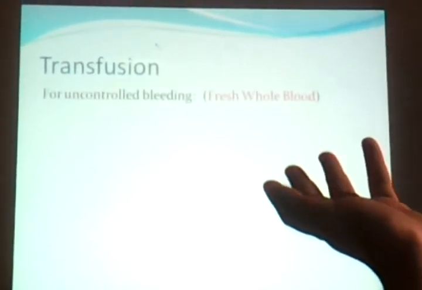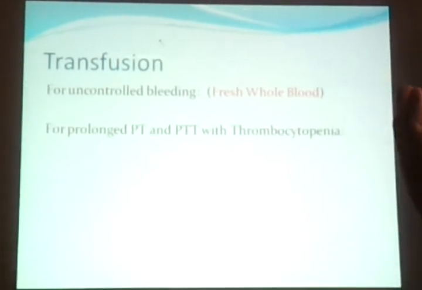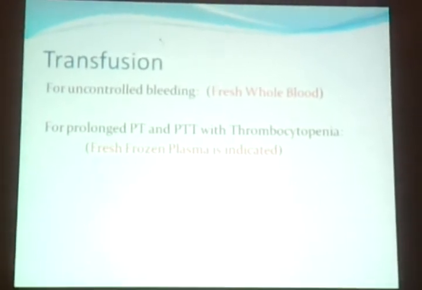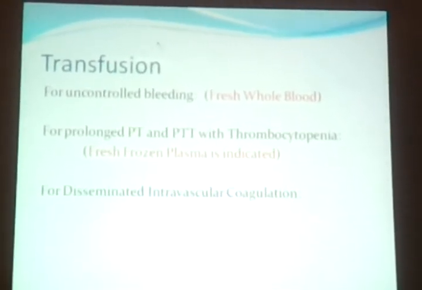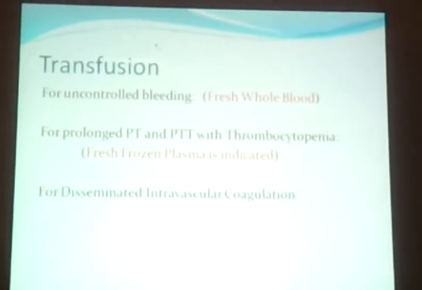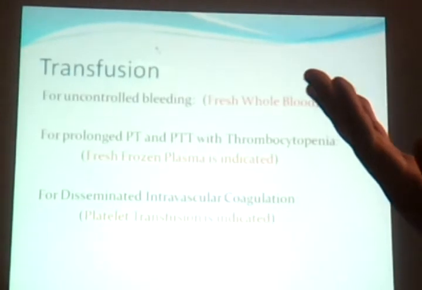Transfusion is also the best way to prevent this. Sometimes even if you transfuse, the patient still dies. So for uncontrolled bleeding, fresh whole blood. For prolonged PT and PTT with thrombocytopenia, fresh frozen plasma is indicated. For disseminated intravascular coagulation or DIC, platelet transfusion is indicated.